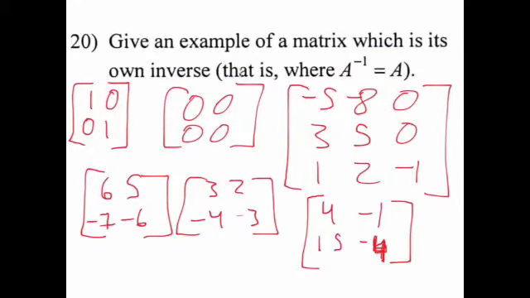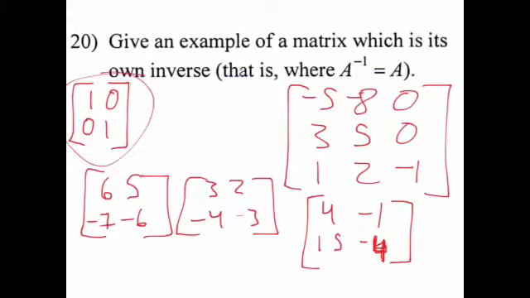And then on 20, you need to give an example of a matrix which is its own inverse. That is, when you multiply a matrix by itself, you get the identity. So actually, this one's a bad example. That doesn't work. Well, if you have the identity and you multiply by it, you'll get the identity. Here are some other examples. 6, 5, -6, -7, or 3, 2, -4, -3, or 4, -1, 15, -4.